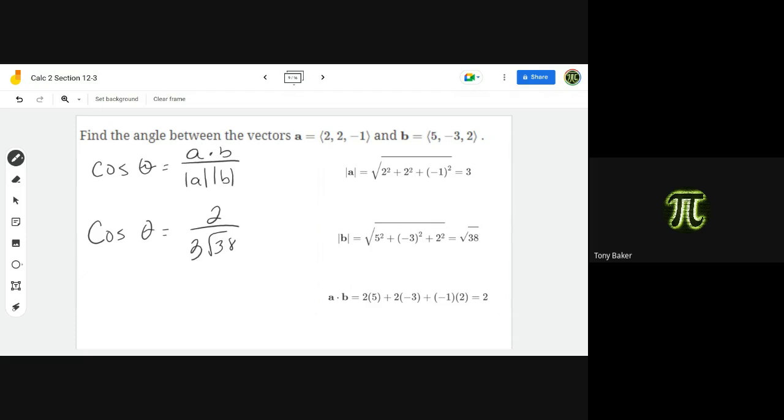Now, how do I find theta? What am I going to use? It's not called the inverse cosine. That's actually why it's not called the inverse cosine. It's the arc cosine, because the inverse cosine is secant, and that's just the reciprocal of it. So it's the arc cosine, or cosine -1, depending on how you see it. And then we just put in the 2 over the 3 square root of 38. So we use Desmos.